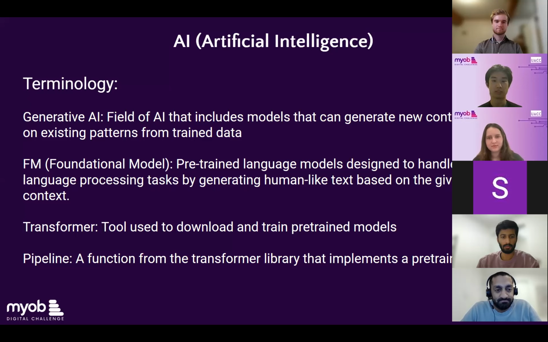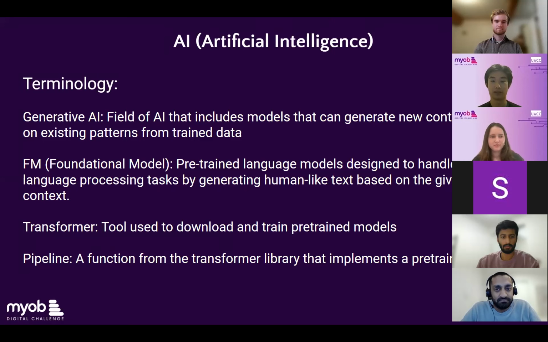Transformers. Transformers provides APIs and tools to easily download and train pre-trained models. Using pre-trained models can reduce your computation costs and save you the time and resources required to train a model from scratch. And a pipeline is a function from a transformer that implements the pre-trained model.